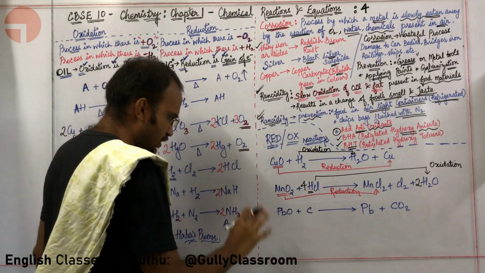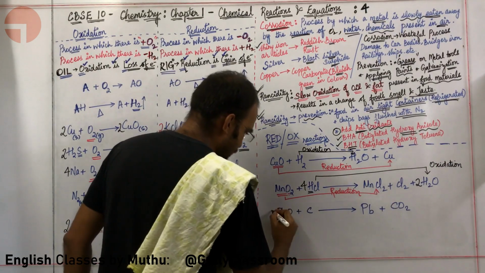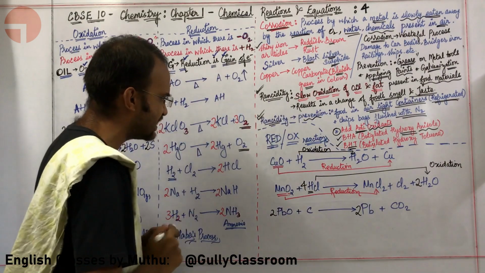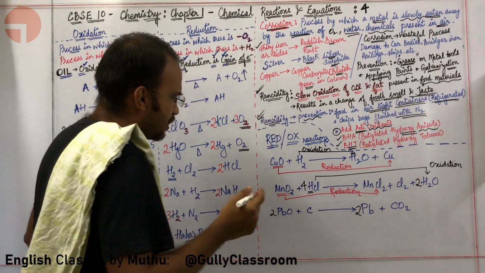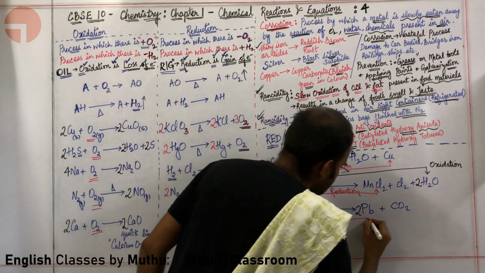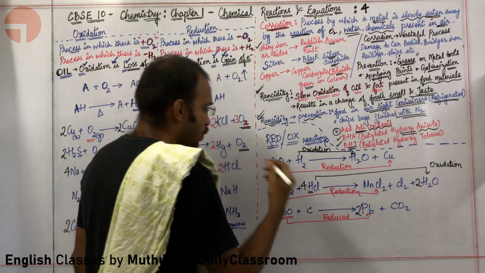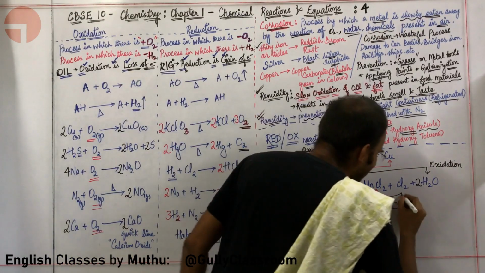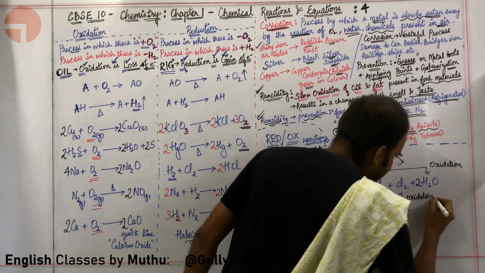Fine. Now once more let me balance PbO plus C. Here there is 2 oxygen, I am going to put a 2 here. Here there is 2 Pb, I am going to put a 2 here. That's it. This particular reaction is balanced. Now, Kana, please tell me which species is getting reduced. Sir, obviously PbO, because PbO is losing its oxygen. Yeah, so it is getting reduced. Okay, what about carbon? Carbon is getting oxidized. How, sir? Because it is gaining oxygen. Hence, oxidation is taking place.